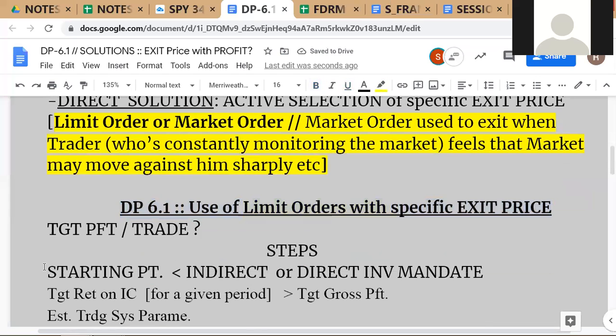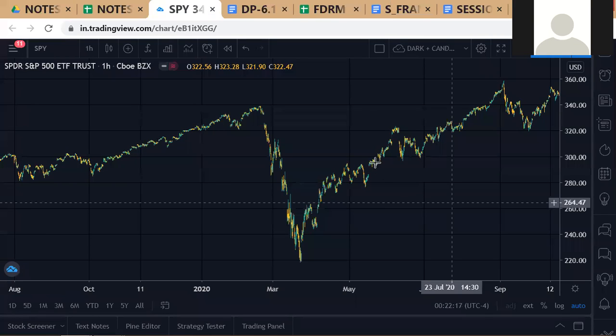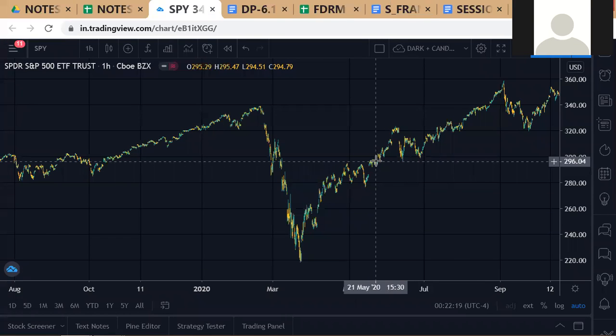Essentially, say I was long from here, and now I'm talking about solving DP 6.1 directly by using a limit order, which means I'm going to determine a particular exit price ahead of time where I would like to lock in my profit, so-called take profit, the slang that we use in the market. I need to set a limit price for my take profit order. That's the decision problem I have right now.